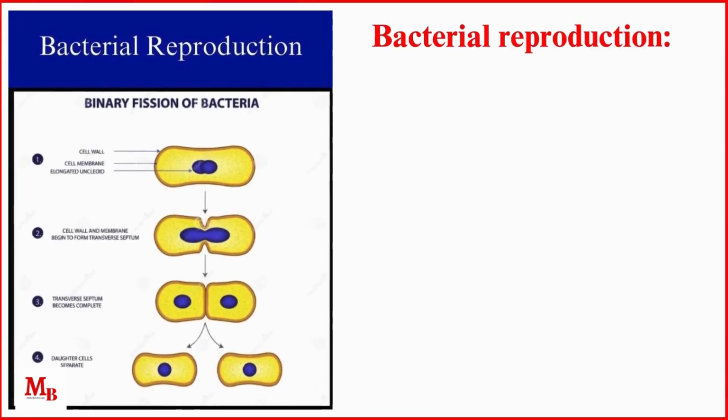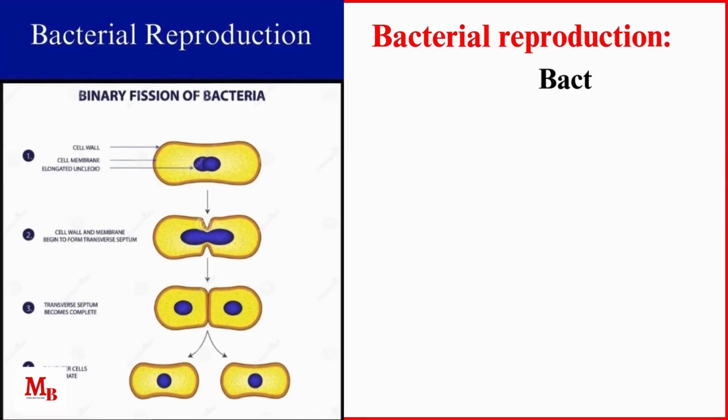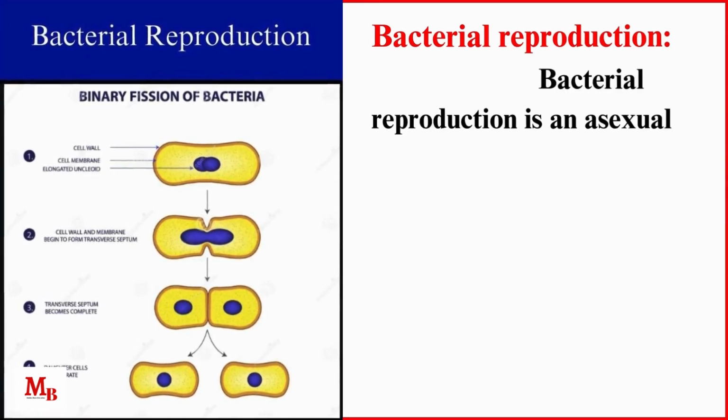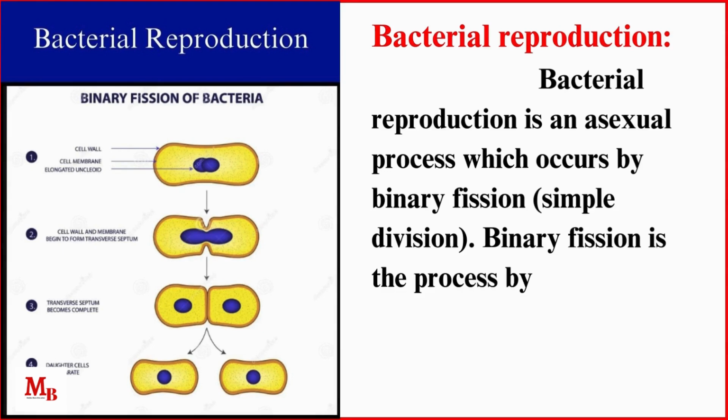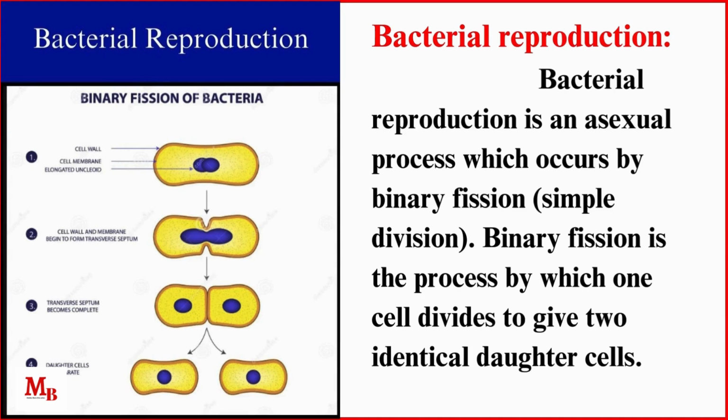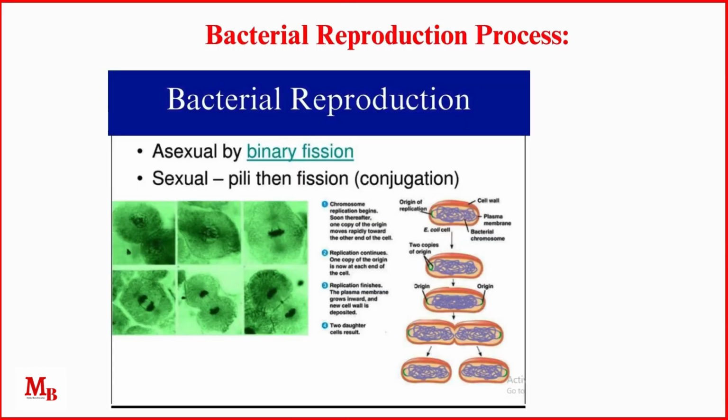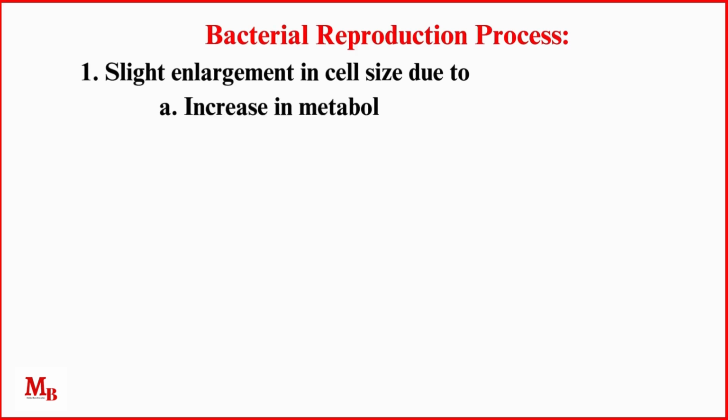Bacterial reproduction. Bacterial reproduction is an asexual process which occurs by binary fission, simple division. Binary fission is the process by which one cell divides to give two identical daughter cells. Bacterial reproduction process. 1. Slight enlargement in cell size due to increase in metabolic activities, production of energy and cell parts.